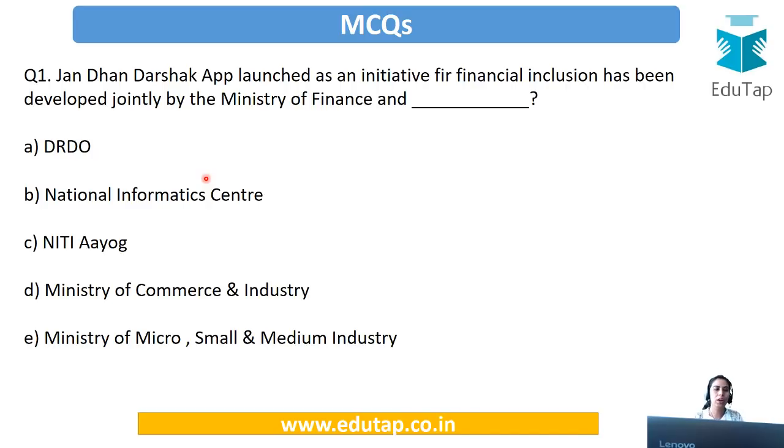So your question number 1 is, Jan Dhan Darshak app has launched an initiative of financial inclusion. Now this is jointly developed by Ministry of Finance and dash. So your options are here. So you have to answer that Jan Dhan Darshak app is launched by Finance Ministry and dash. Just try and solve them. Is it Niti Aayog, DRDO, NIC, Ministry of Commerce and Industry, or MSME?